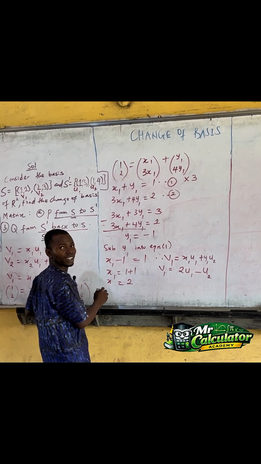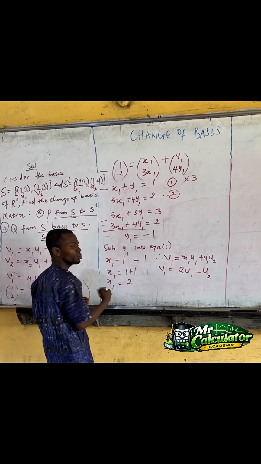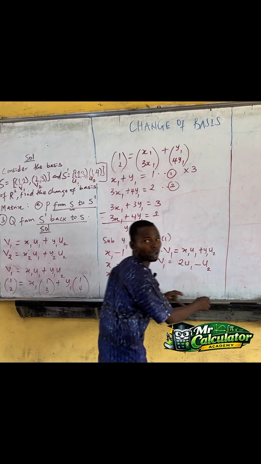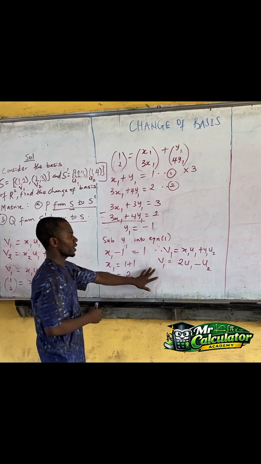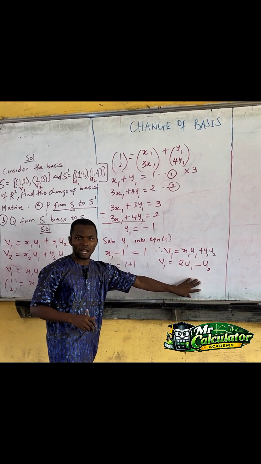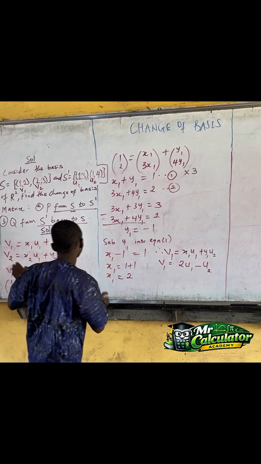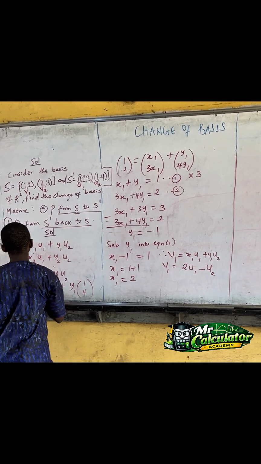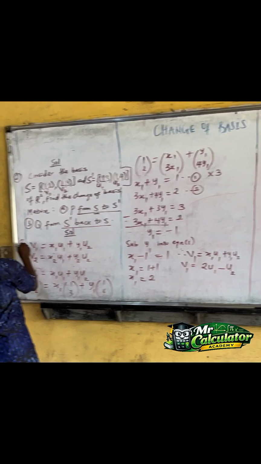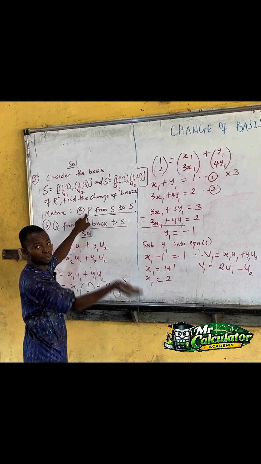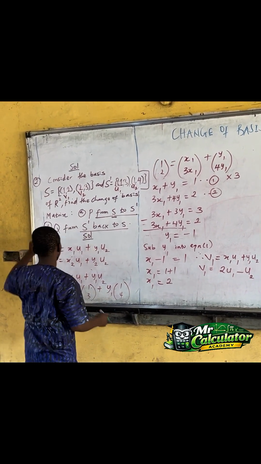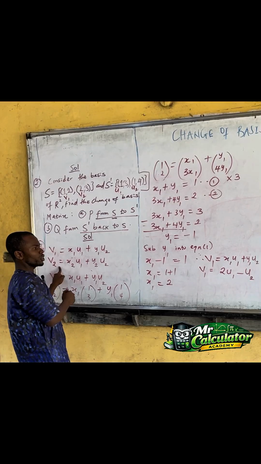Okay, from here, V1 is this. I've gotten my V1. Now I want to go to V2. I'm just through with this. Please don't forget, this is question B. I'm done with part A. I'm referring to B now. I've gotten V1, remaining V2.